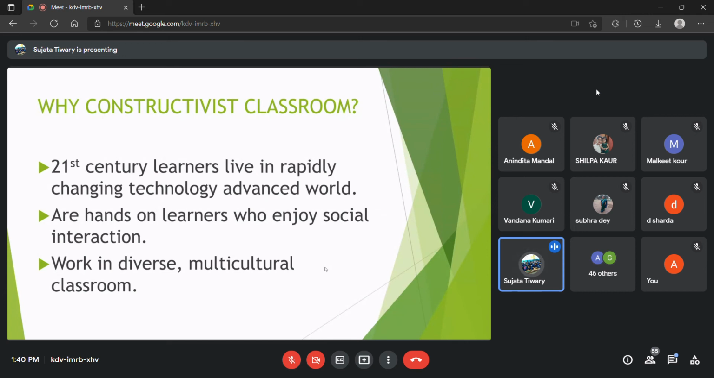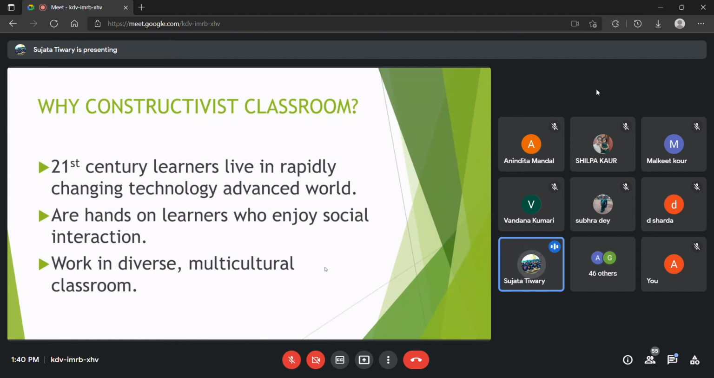Now the learners are hands-on learners who enjoy social interaction. It's not like we isolate the child and teach. They will not be interested. It's a very good example. If you are giving them a project, say roll number 1 to 5 are given the brain model to make, then the heart model is given to the others. So they exchange their ideas. They love to do things in a group. So social interaction is needed.